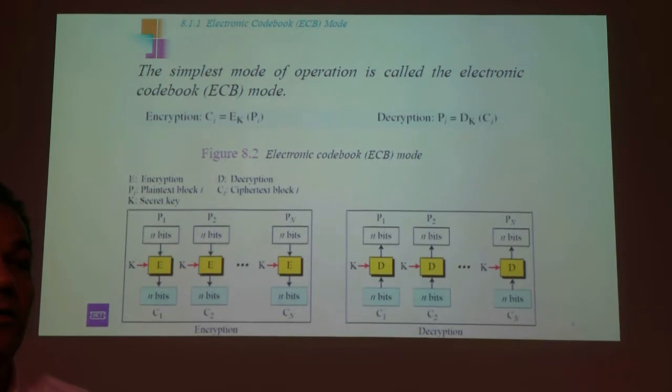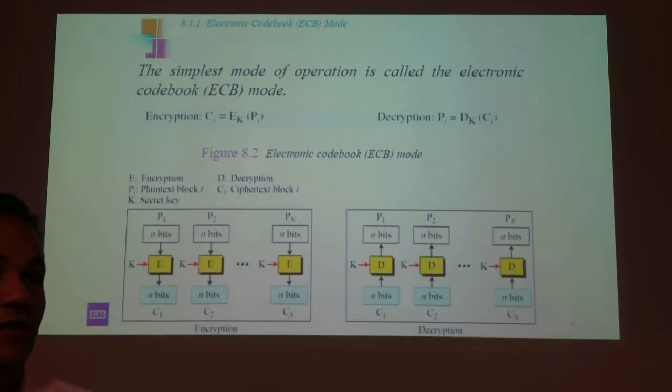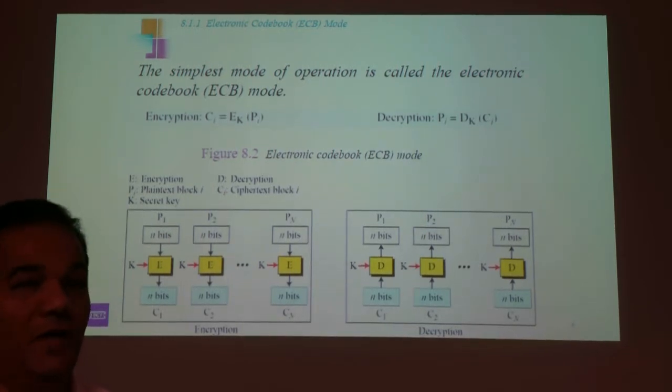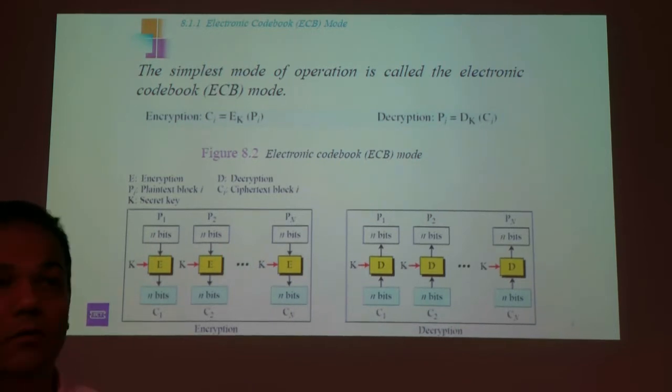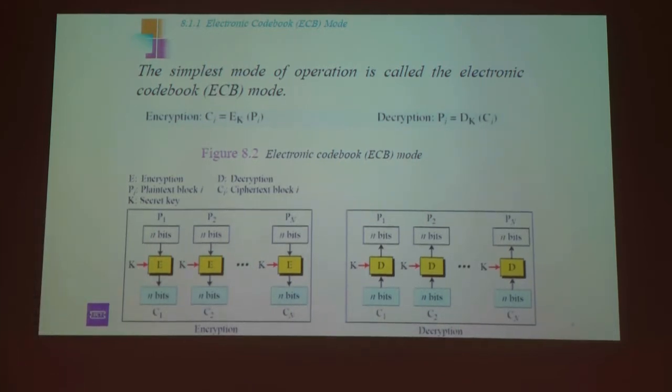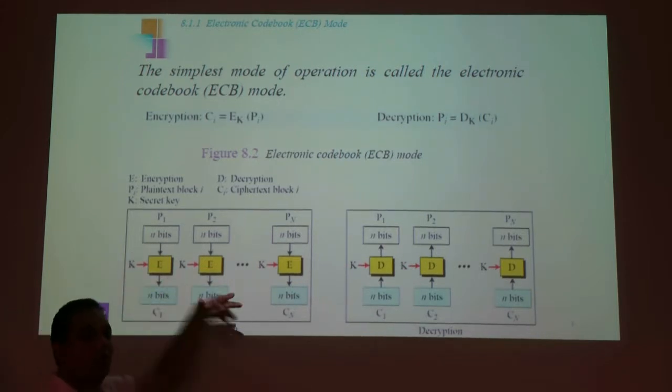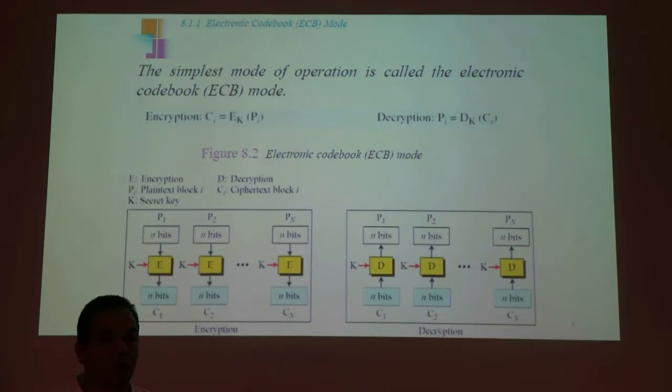Speed. Is it slow or fast? Fast, right? Each one is independent. It doesn't have to be sequential, block after block. It could be in parallel, there's no problem. If they are independent, it could be in parallel. So if I have 20 blocks, I could encrypt them at the same time.